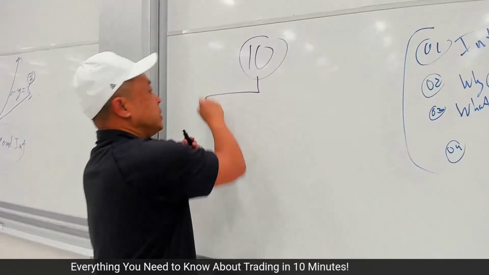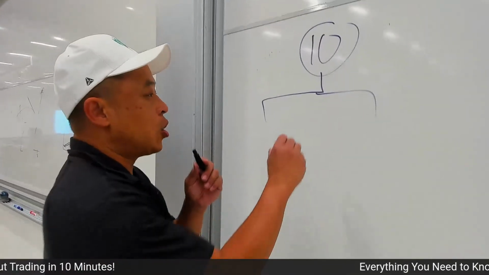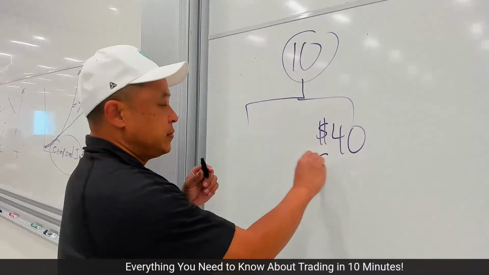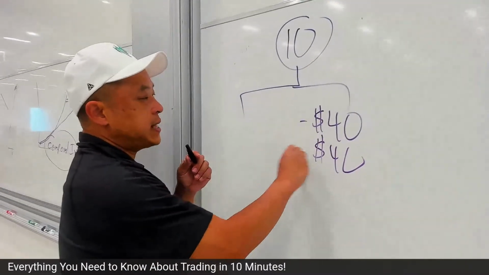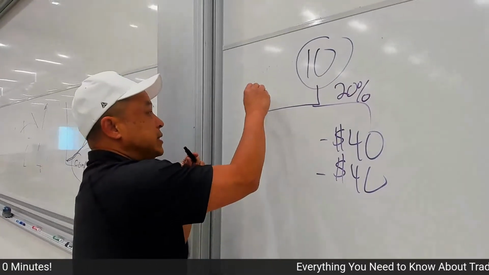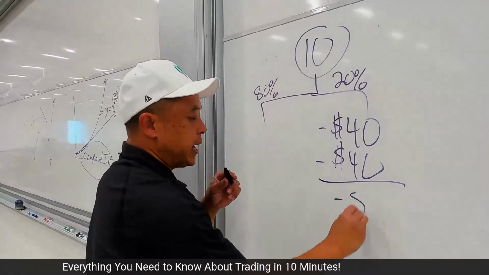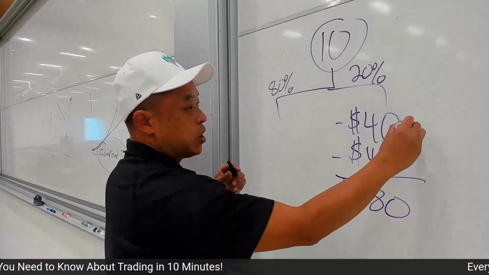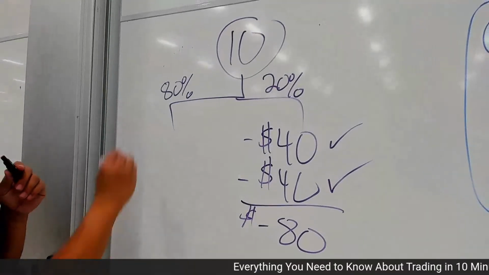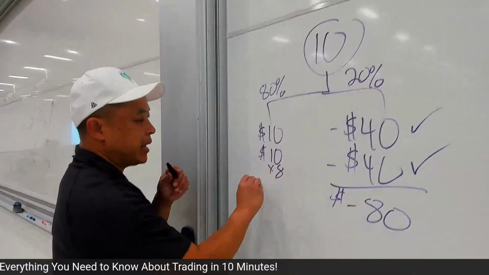Let's make this simple. If you make 10 trades and you are risking $40 per trade, and let's say you lose 20% of the time and you're right 80% of the time. When you're wrong, you lose $80 because you lost $40 twice. When you're right, you make $10. So you multiply that by 8, that's $80.